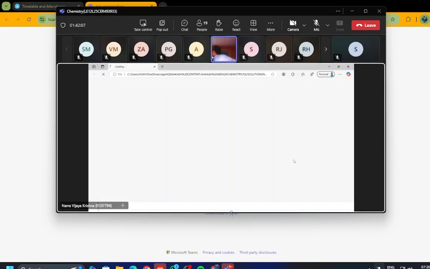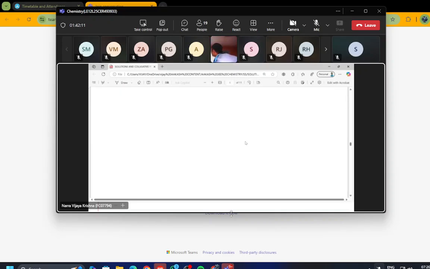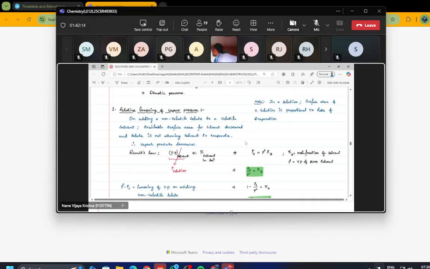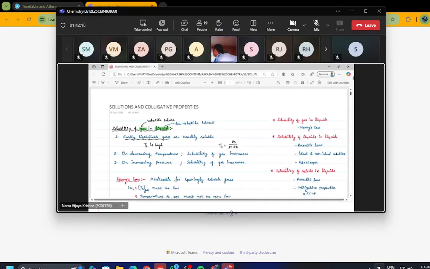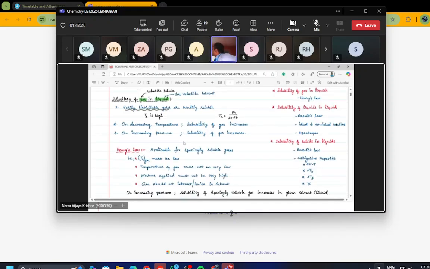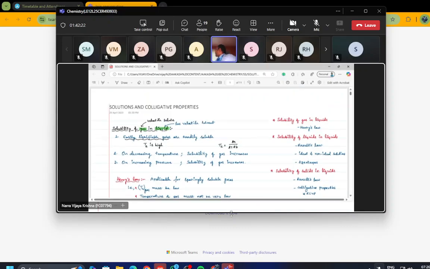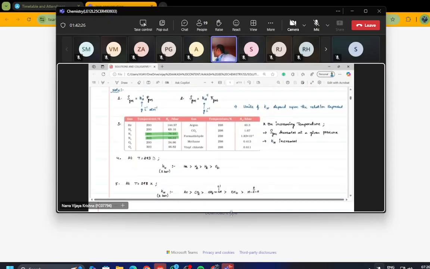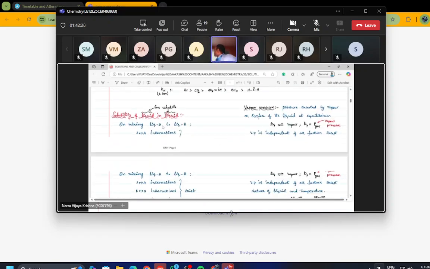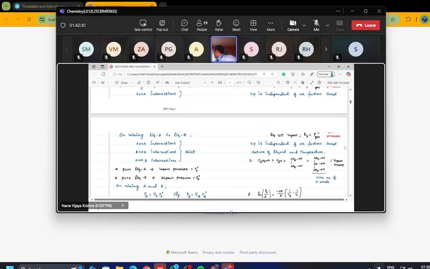Now see, sir. My last year's notes. I will start from the beginning. Have we discussed anything about the solubility of gas and liquids? Discussion done or not? Henry's law discussion done or not? This table is done or not? Solubility of liquids in liquids. Definition about vapor pressure done or not?